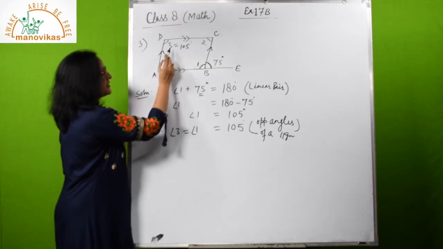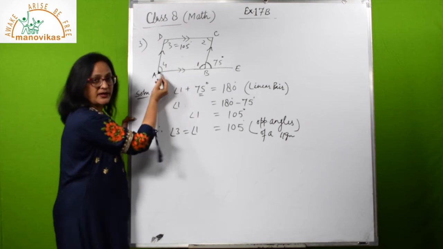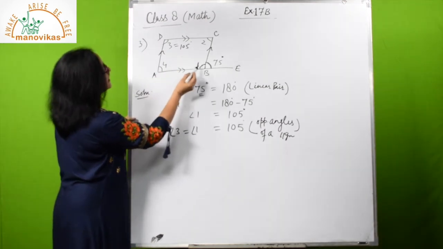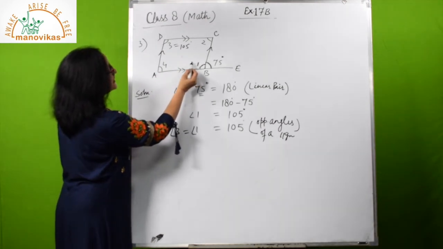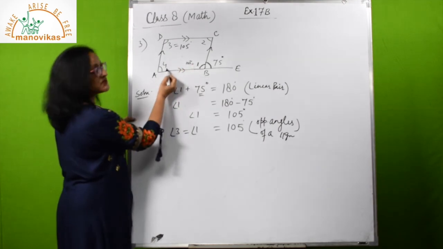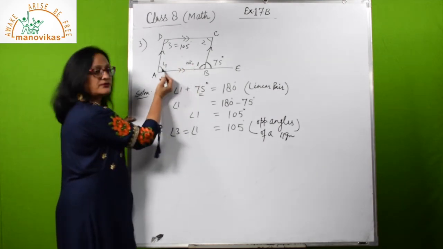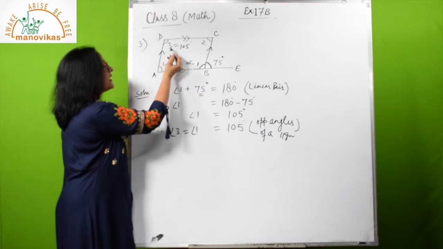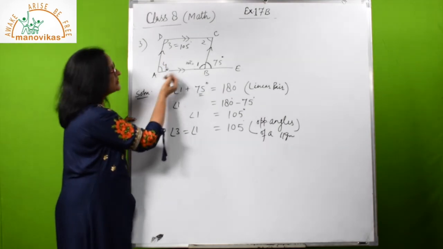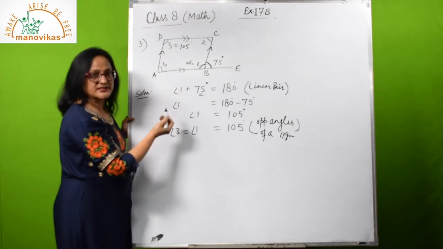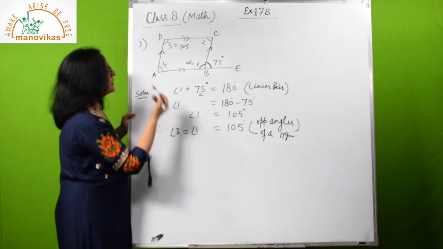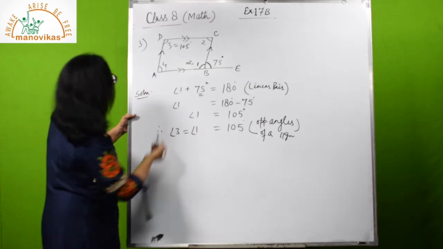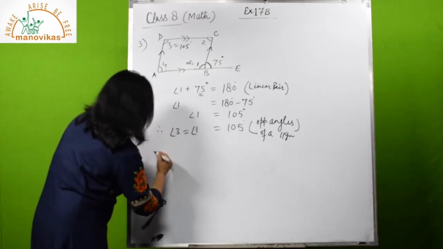Now you can make the connection with other unknown angles. So how can you make the connection? Either you make the connection with this angle 1, this is also 105, or you can make the connection with angle 3. So angle 1 and angle 4 are adjacent angles. Similarly angle 3 and angle 4 are adjacent angles. Angle 1 and angle 2 are adjacent angles. So any one combination you can take. So I am taking angle 4 and angle 1.